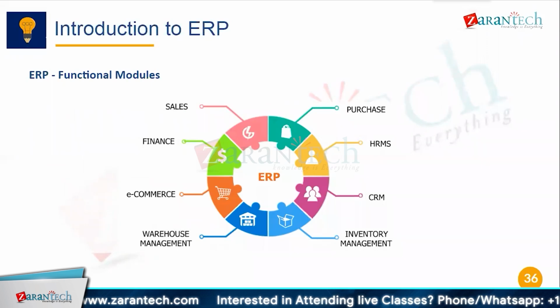Now, this is going by functional modules. You have sales, purchasing, finance, e-commerce, warehouse management, inventory, CRM, HRMS, purchasing. These are the various modules and areas of responsibility which you have in the ERP system.